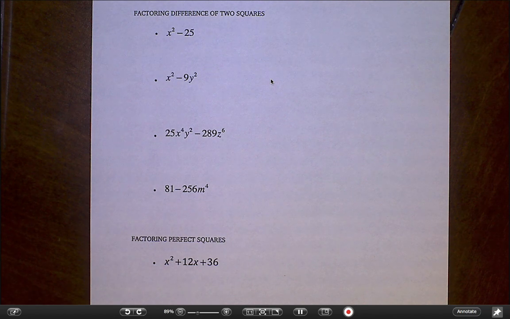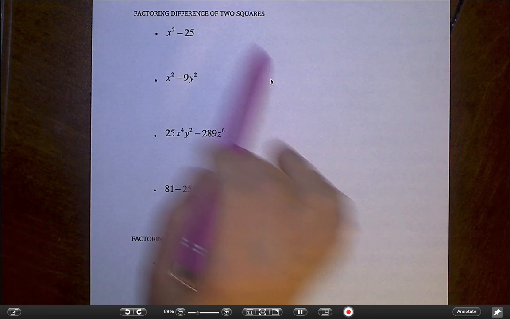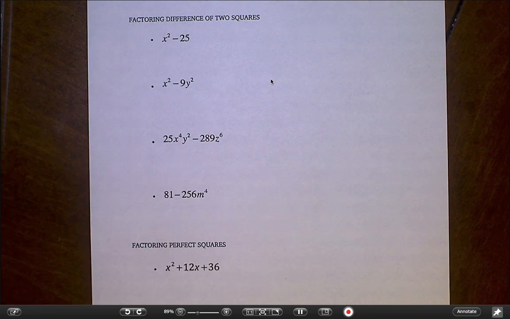Hi, everyone. Today we are talking about another type of factoring. We're in this section here called factoring difference of two squares. This is really pretty closely related to the factoring that you were doing yesterday, but if you can recognize these problems for what they are, it should actually provide you with a shortcut.